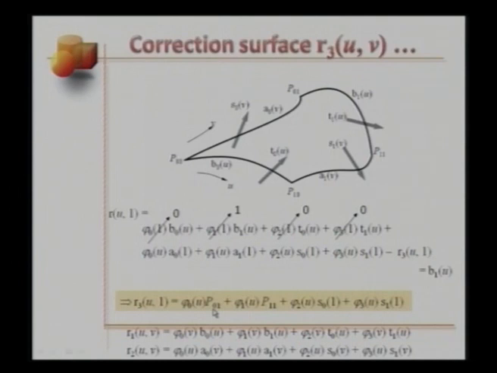Look at this expression here. Where did this come from? A01. Beyond this curve, put V equals 1 to get P01. Once again, A11. Beyond this curve, put V equals 1 to get P11. These are the cross boundary tangents at V equals 1. Here and here for this one.